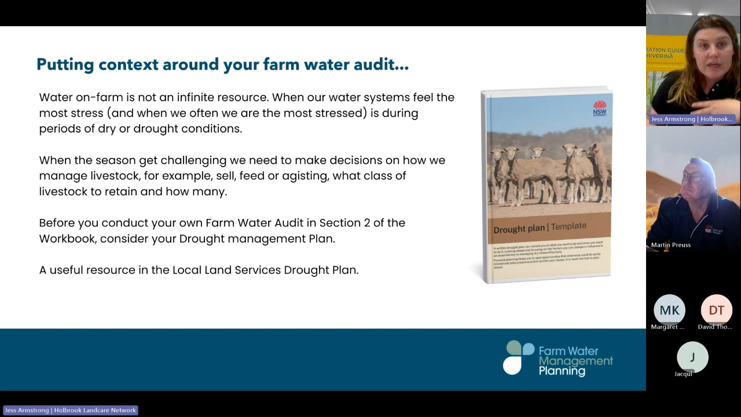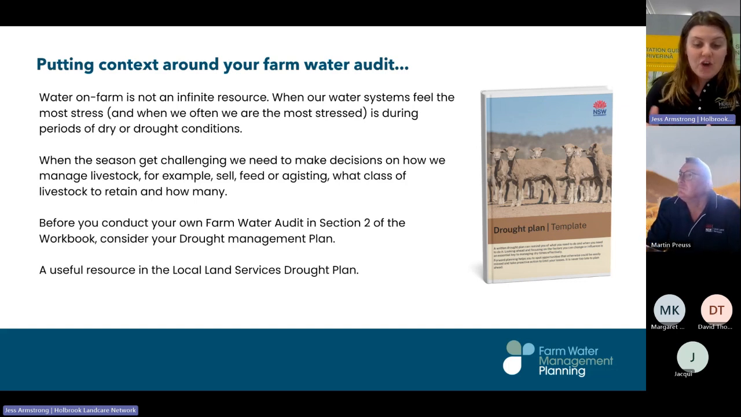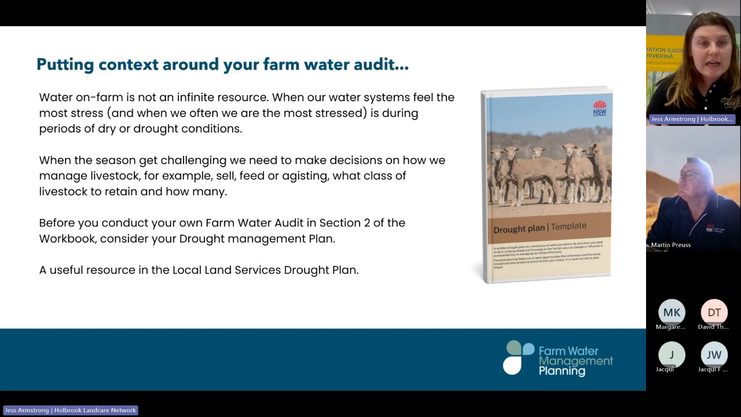So Holbrook Landcare Network is one of several delivery partners across Southern New South Wales who are responsible for running events like this to help our landholders and land managers get a grasp on what their on-farm water requirements are, to conduct these audits, and to also help you start developing a farm water management plan, which will encompass everything, including your farm water audit process, but also includes the opportunity for you to explore the limitations, strengths and weaknesses, and opportunities in your current farm water system to help you ensure that you have increased water security during drought.